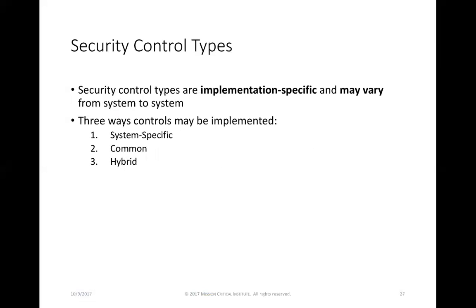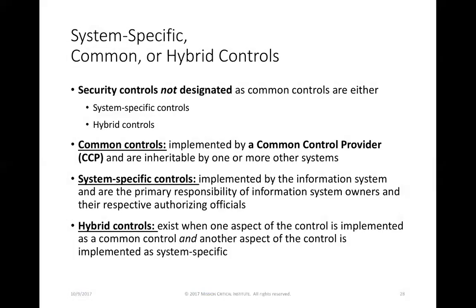One is system specific. That would be a control that specifically it's for your system only. A common control, we'll talk about a little bit more later, is a control that you can use from a higher echelon and you can inherit that control. And then there's a hybrid control, which is a combination of a system specific control and a common control.